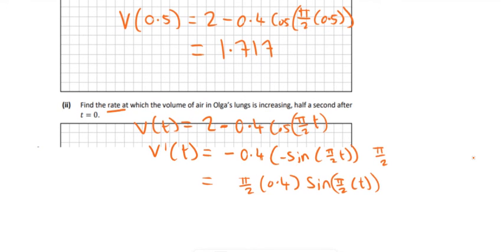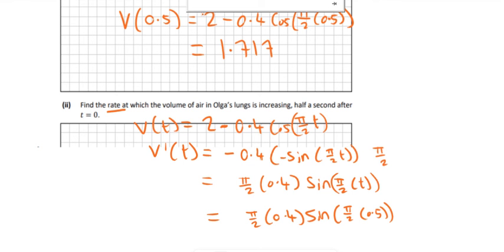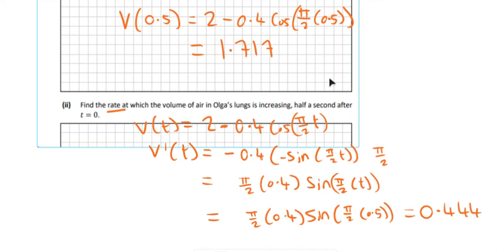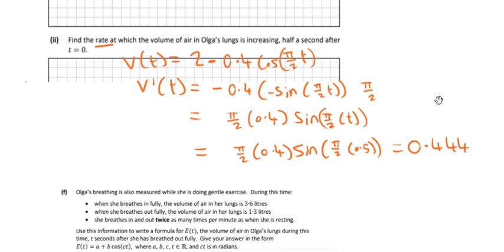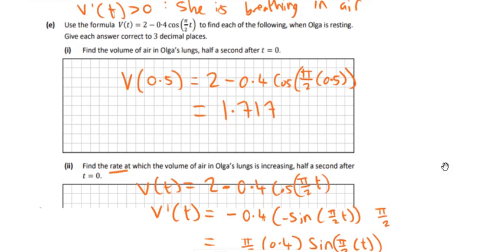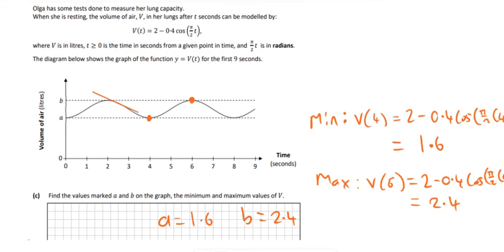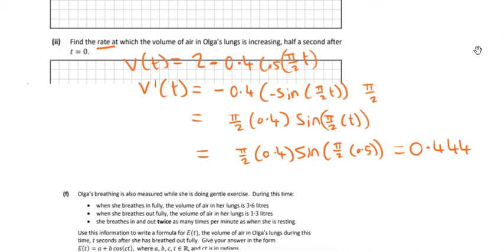And then it's half a second after t is equal to 0. So now we're just going to sub in a half, or 0.5, for t. So pi over 2, 0.4 sin pi over 2 times 0.5. And use the calculator, and we get 0.444. So that's the rate at which the volume of air is increasing when it's half a second after 0. So it's when she starts breathing in, I suppose. It'd be about there on the graph. That's the rate at which she's taking in air.